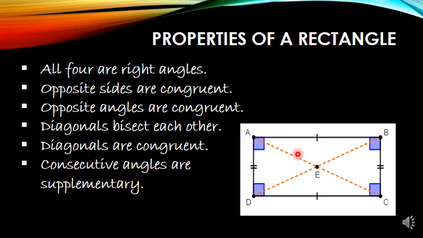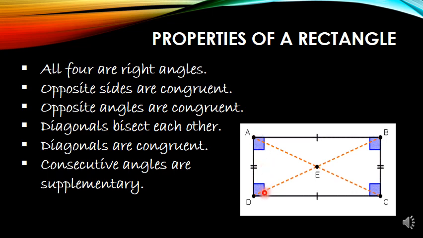Then diagonals bisect each other. AE is equal to EC. DE is equal to BE. Then consecutive angles are supplementary. Consecutive means adjacent. So angle D plus angle C are adjacent angles and their sum is always going to be equal to 180 degrees. That means supplementary.